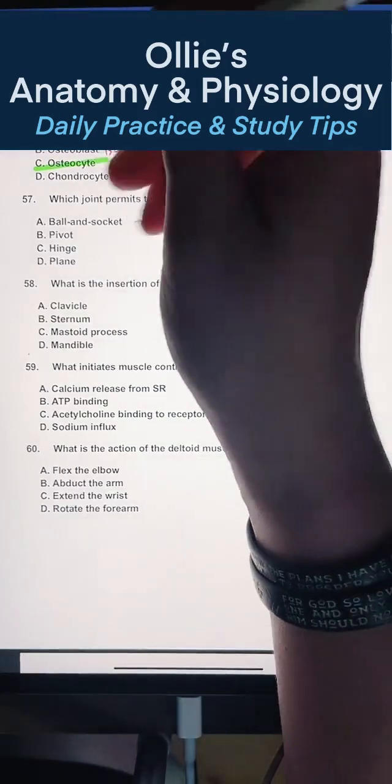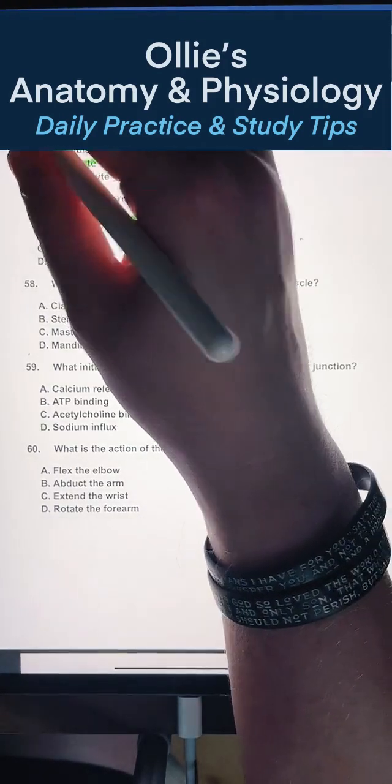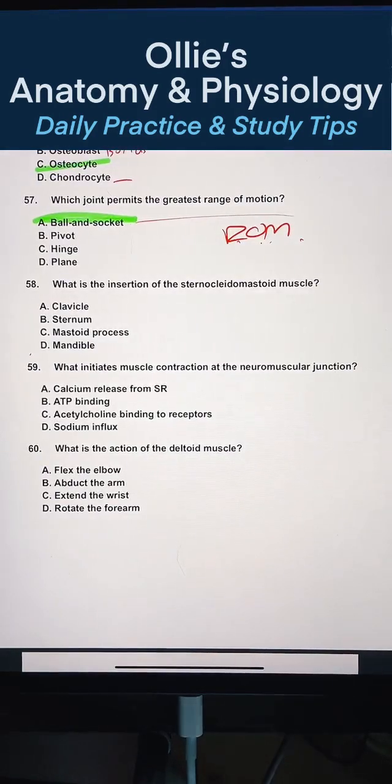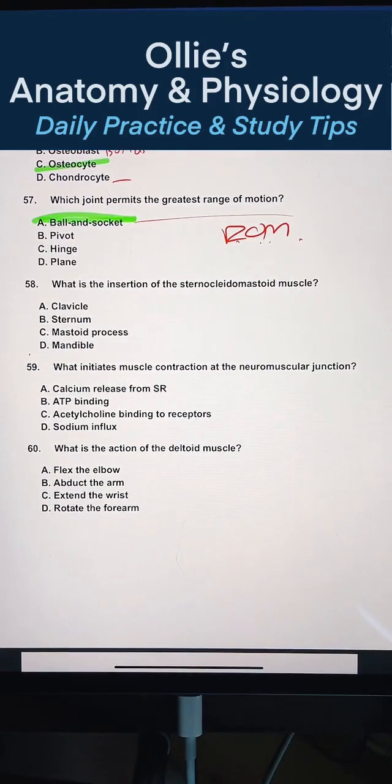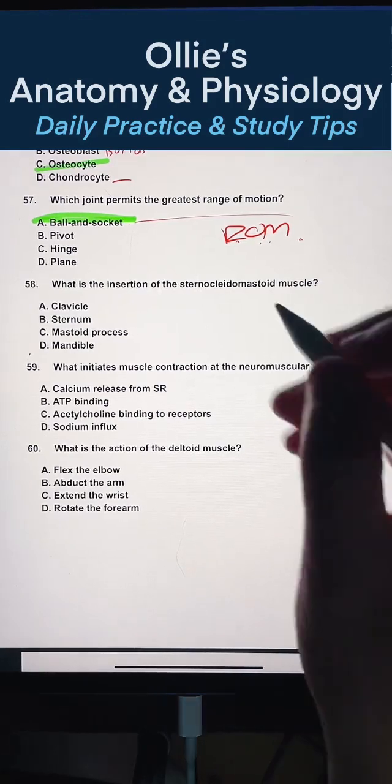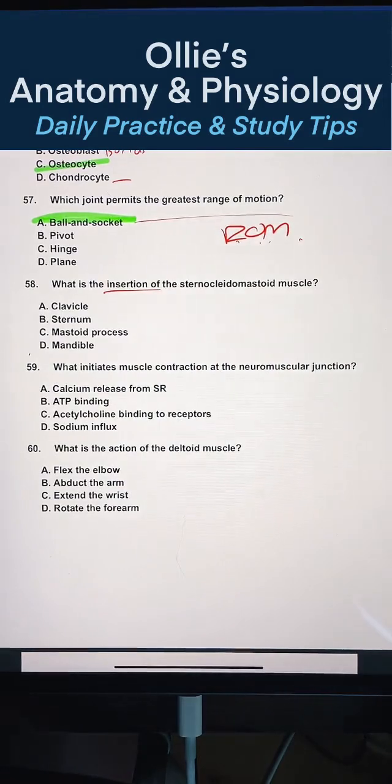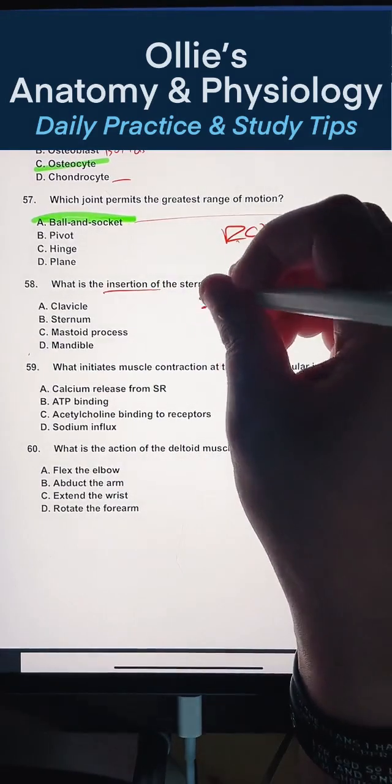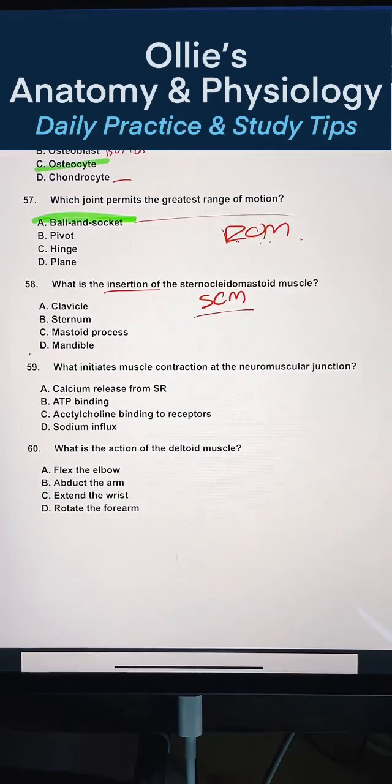But the answer is going to be A. Our greatest range of motion is ball and socket joints for flexion, extension, rotation, etc. Pivot is mostly for rotation only. Hinge is for flexion, extension. Plane would be a gliding motion. 58, what is the insertion of the sternocleidomastoid muscle, or our SCM muscle?